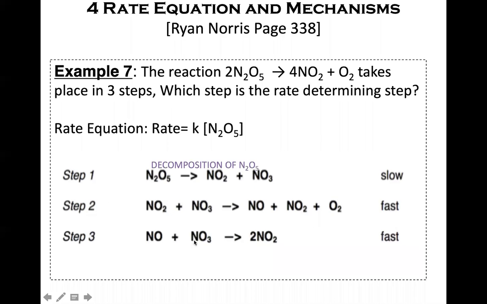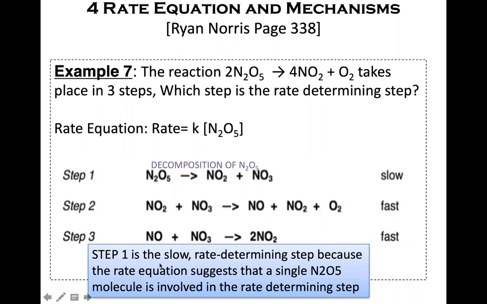So that means steps 2 and 3 are fast. Why do you say this? Because in the rate equation, N2O5 is appearing, and this is an example of a unimolecular mechanism. My connection is unstable, I hope you can hear my audio. We say that step 1 is the slow rate determining step because the rate equation suggests that a single N2O5 molecule is involved in the rate determining step.